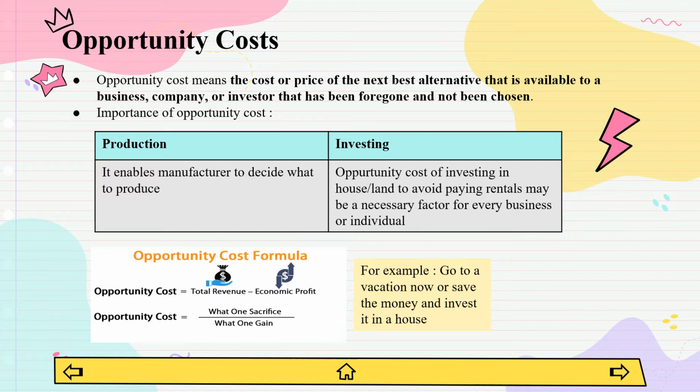For example, go on a vacation now or save the money to invest in a house. There are two formulas for opportunity cost. The first formula is total revenue minus economic profit. The second formula is what you sacrifice divided by what you gain.